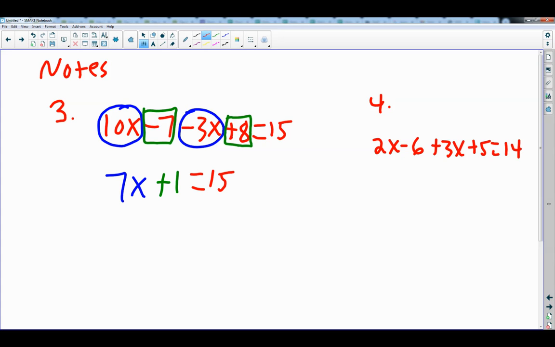Okay, now we're into a regular 2-step equation here. We're going to minus 1 from both sides. We'll get 7x equals 14. And divide by 7, and x will be 2.